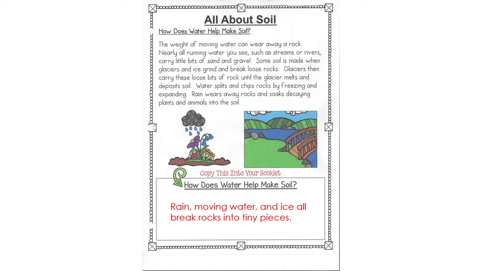And water splits and chips rocks by freezing and expanding, and rain wears away rocks and soaks decaying plants and animals into the soil. So in a river, when the water is running down the stream and it has these little rocks coming along with it, those rocks are tumbling and turning and rubbing up against other rocks and rubbing up against the bottom of the river, and that wears it down and rubs off little pieces and makes it smaller and smaller and turns it into sand and gravel and soil.